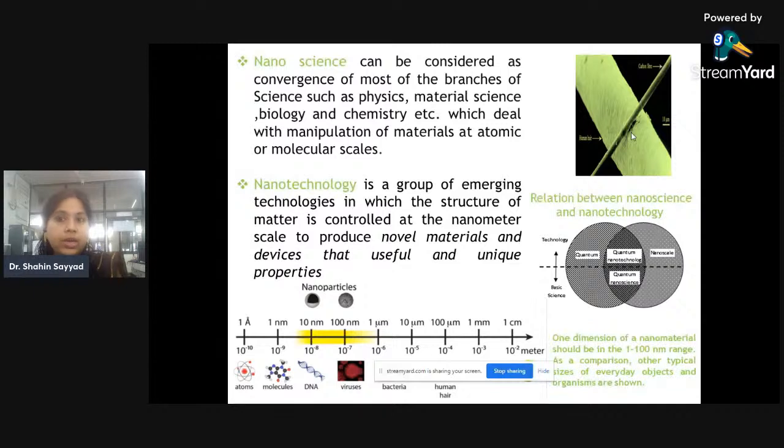Human hair has a thickness of 80,000 nanometers. Okay, so in this figure, you can see this is a carbon fiber which has a dimension of 1 micrometer. And this is the thickness of human hair, which is about 80,000 nanometers. So can you compare the thickness of human hair with the nano size dimension? No, because it is very much smaller than the thickness of our human hair. So you can say how small is the nanomaterial? How small is the nano dimension?